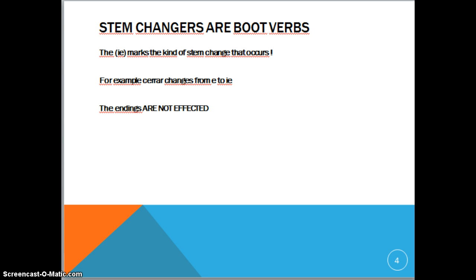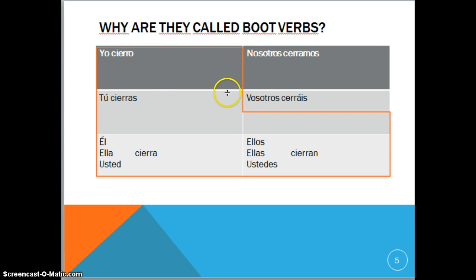So the reason that they're called boot verbs is because they change in the boot. Nosotros cerramos does not change because it's outside the boot. So the only things that change are inside the boot. Yo cierro, tú cierras, él, ella, usted cierra, ellos, ustedes, ellas cierran.